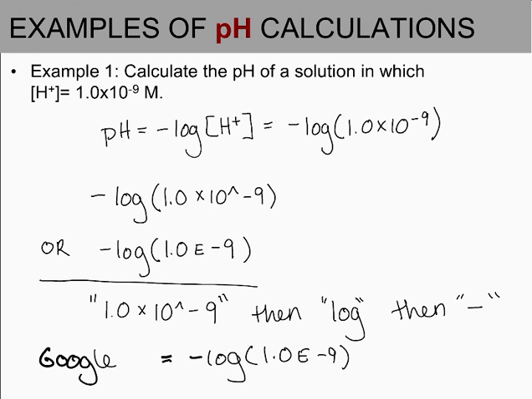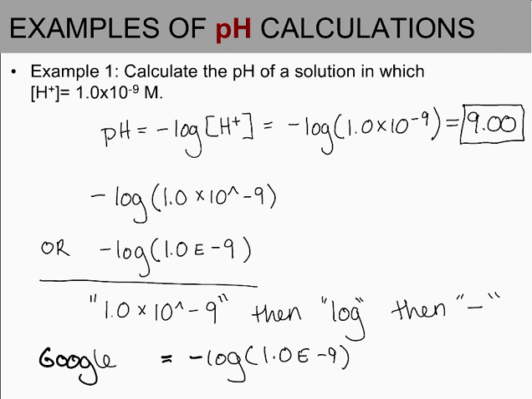Okay, so pH. This will give us a value of 9. So just double check on your calculator that you're getting the same answer I am. If you're not, then you might have to look up instructions for how to use your calculator, or again, you can always ask me for help.